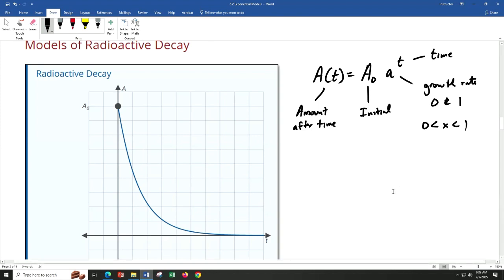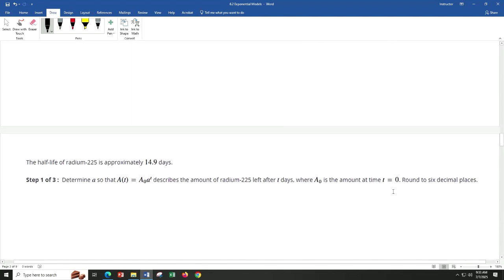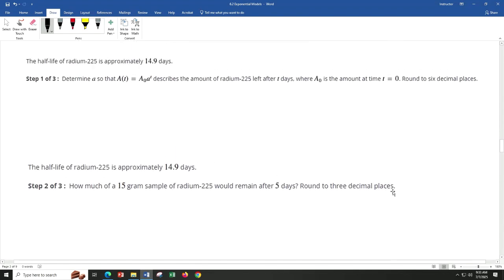Notice what this is saying is I have a certain amount. Let's look at the question. It's got 3 parts to it. The half-life. I'll explain that shortly. Anybody know what half-life is? You may have heard of it. Do you know what it is? Sort of. Okay. The half-life of radium-225 is approximately 14.9 days. Determine A. Okay. We're looking for A.